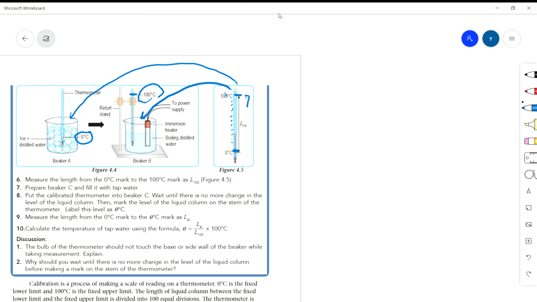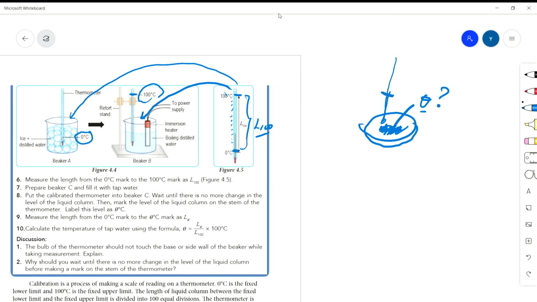Now you measure the length. Ini kita panggil L100. Kita buat scale je. Then you jumpa lah satu mangkuk, ada liquid dalam ni. You want to know, what is the temperature of this one? Ambil dia yang dah kita mark, buh lah kat sini, tengok dia naik sampai berapa.